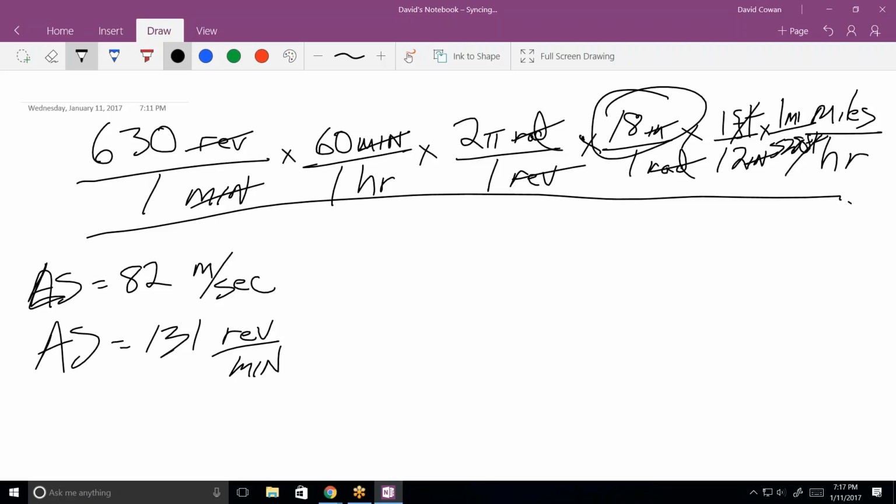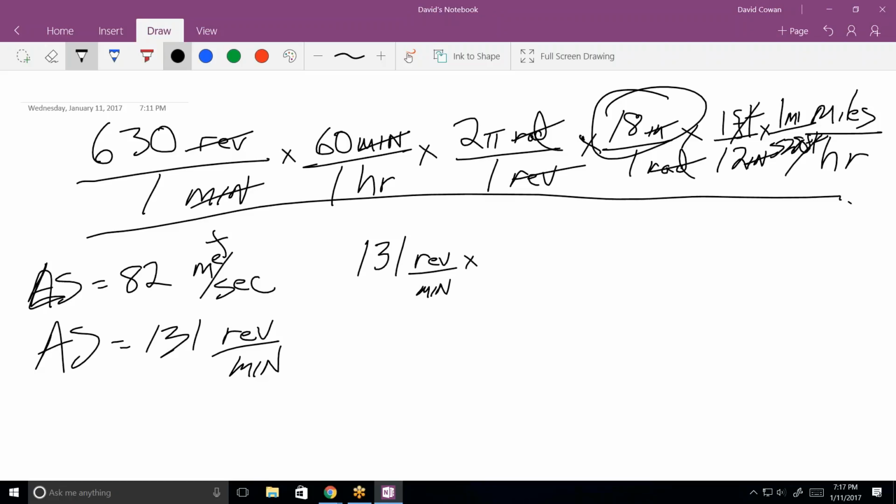Okay. So here's what it's going to look like. I'll try to write it small. We're going to start with our angular speed. And I still know I've got to multiply it by, let's see, they gave the linear speed in meters per second, right? Yeah.